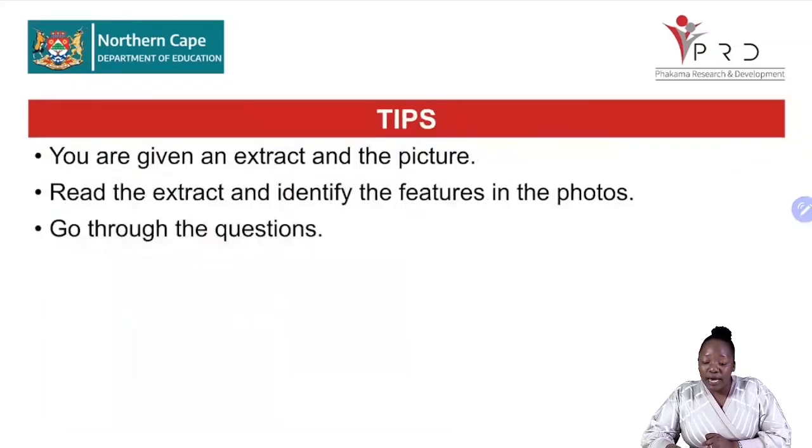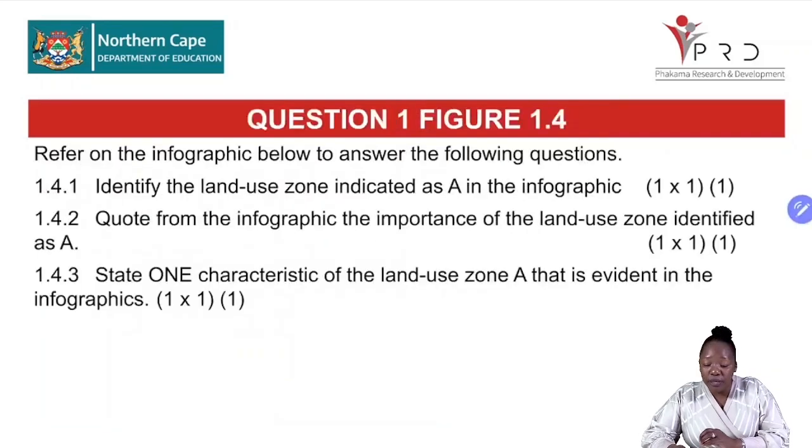Before we look at the questions, the tips: we are given an extract as well as the picture. We have gone through the extract and the picture together, we have read the extract and we have identified some of the features that we see in the photos. So now we're going through the questions. We have 6 questions in total. We're going to start with the first 3.